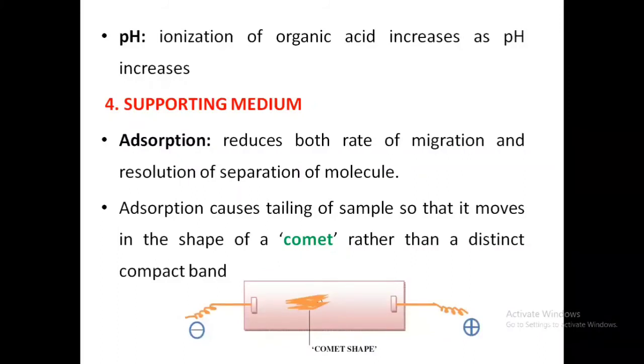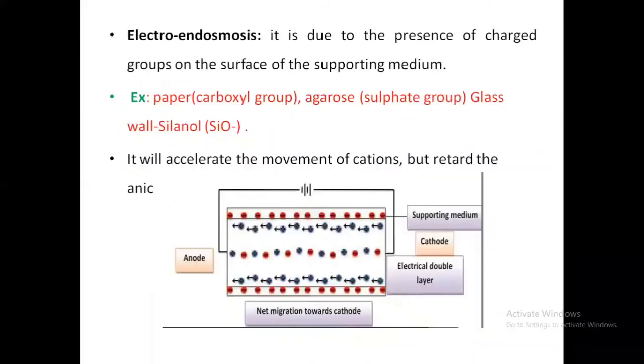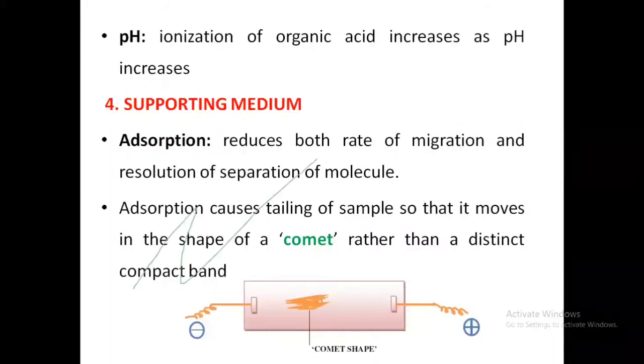Then the last and final parameter, supporting medium. You see, under supporting medium, I am talking about two sub-parameters. One is adsorption, second one is electroendosmosis. Adsorption, electroendosmosis. You see, what is meant by adsorption? As I told, in electrophoresis you can take either paper or gel as a supporting medium.